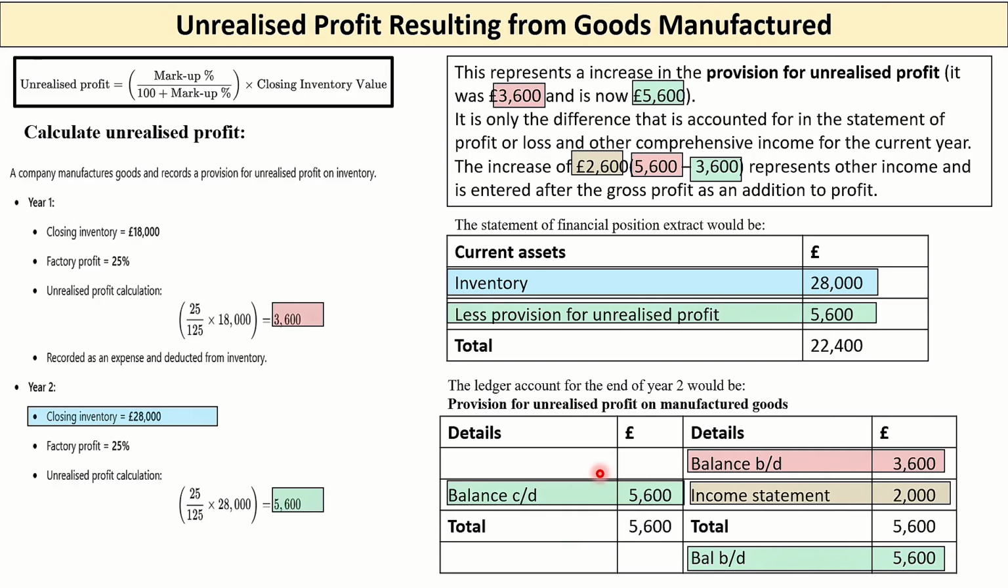Let's prepare the provision for unrealized profit on manufactured goods. At the start of the year, it's 3,600, credit that value. At the end, it's 5,600, carried down debit, brought down credit. As you can see here, the credit side is greater, therefore the total should be 5,600 on the debit and then on the credit side. Now the difference between 5,600 and 3,600 is 2,000. Now this value should be transferred to income statement. As you can see here, the difference appears on the credit side of the provision for unrealized profit. We should enter this in the income statement under expenses.